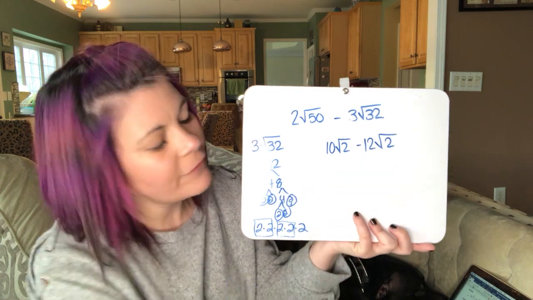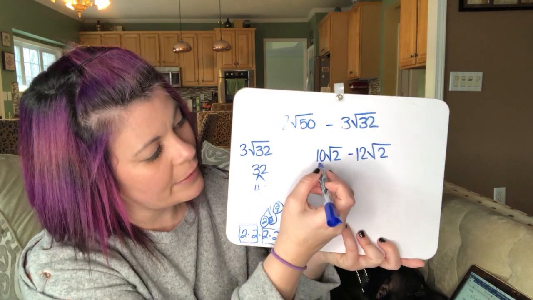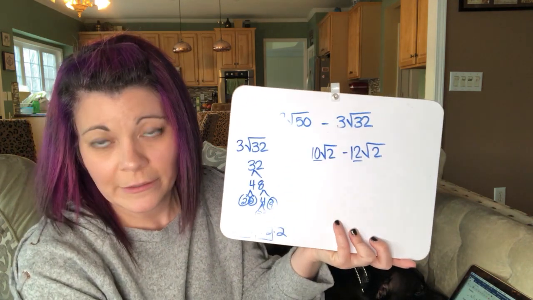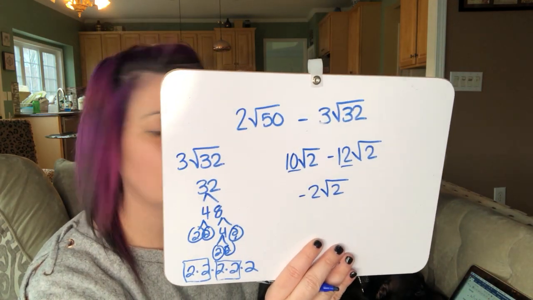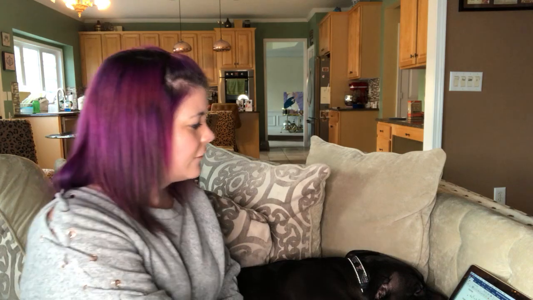And now if you notice, I have the same radical. So now I can just apply this to the numbers outside of the radicals. 10 minus 12 is negative 2. And then bring down that radical, square root of 2. There you go, negative 2 square root of 2. Let's do one more.